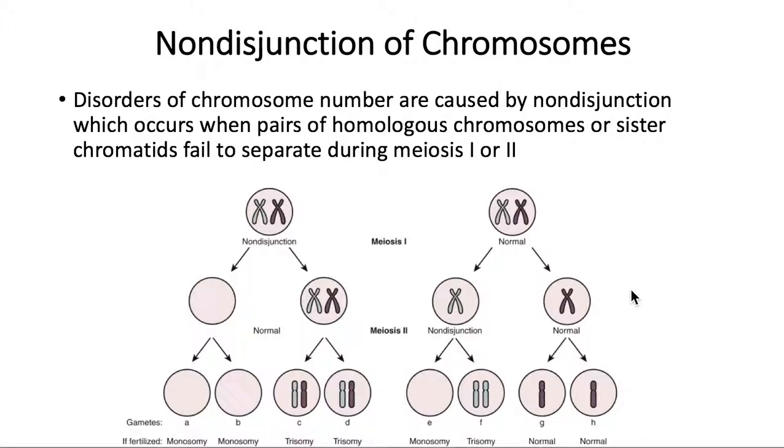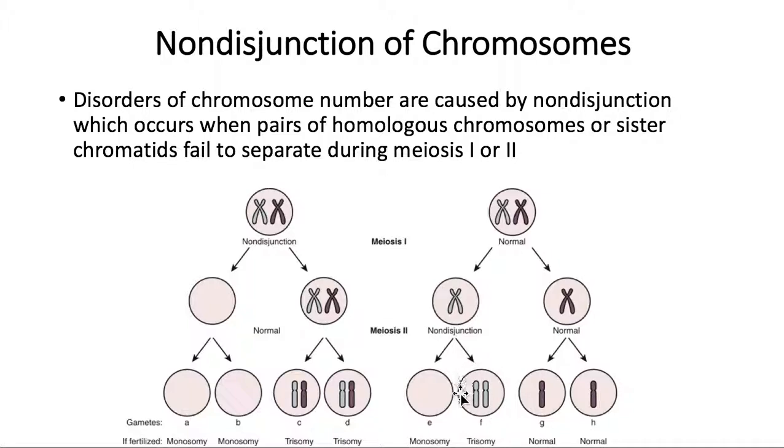Non-disjunction can also occur in meiosis 2. So far, so good. Meiosis 1 happened properly. This is what's supposed to happen. And then this is meiosis 2, where the sister chromatids separate during metaphase 2. But in this case, they didn't separate. The sister chromatids were not pulled apart. They both ended up in one cell.